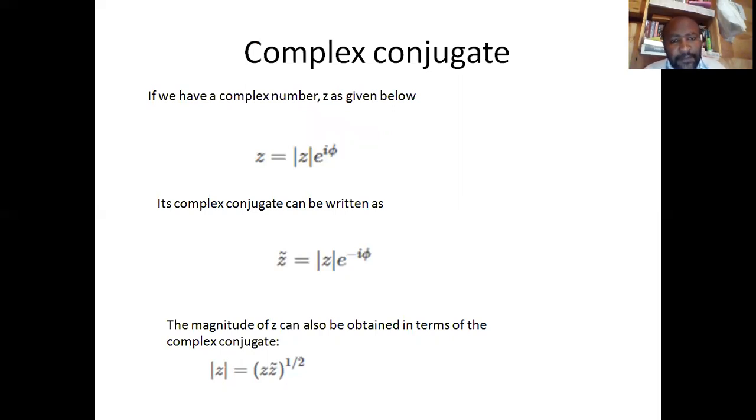Now, if you are given a complex number and its complex conjugate, you can work out the magnitude by multiplying the complex number and its complex conjugate and then getting the square root. Like I give you a complex number, I give you the complex conjugate of that number. If you multiply the two and get the square root, what you get is the magnitude of that complex number. I believe I am clear.